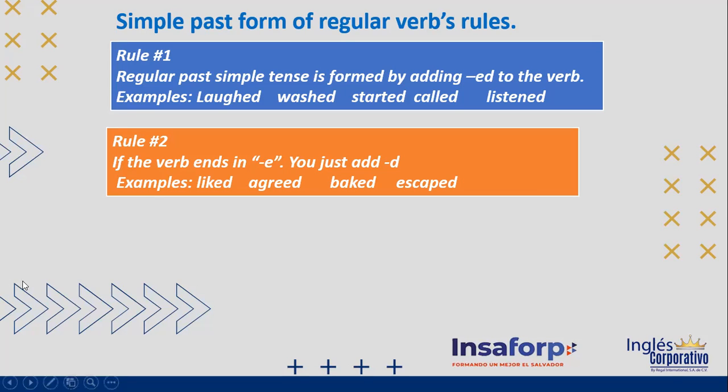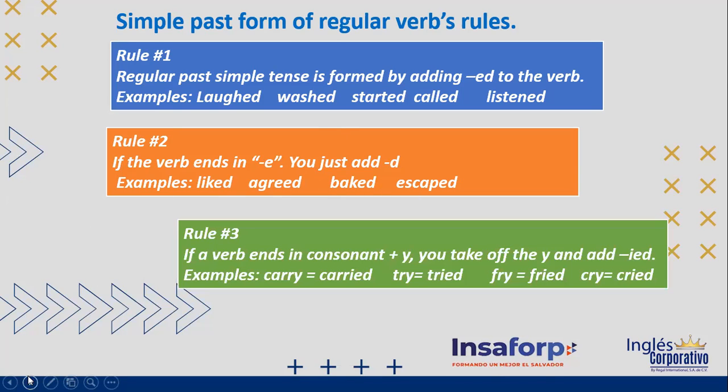Thank you. En la regla número 2 o en la sección número 2, if the verb ends in E, you just add D. Si el verbo regular termina en la letra E, solo vamos a agregar la D. Let's see, for example, liked, agreed, baked, and skated. Solo agregamos la D, ¿verdad? Ya termina en E estos verbos. Let's see the third one.